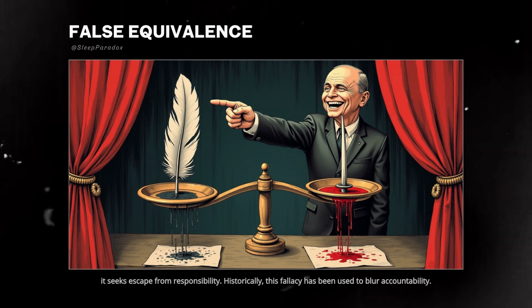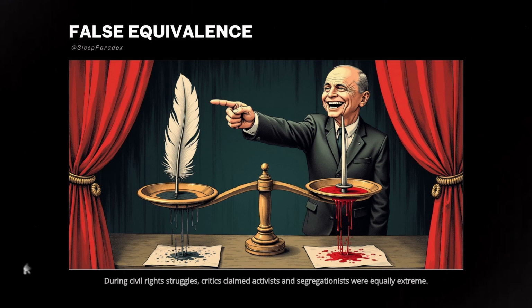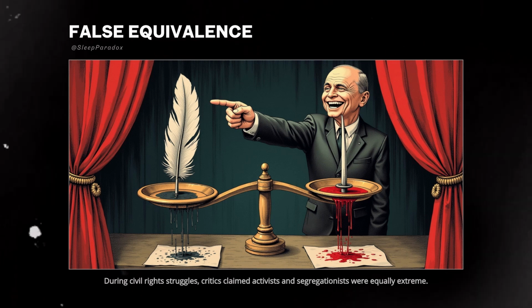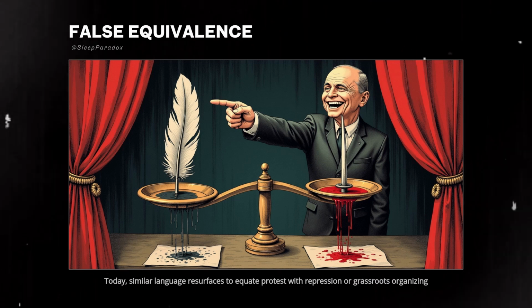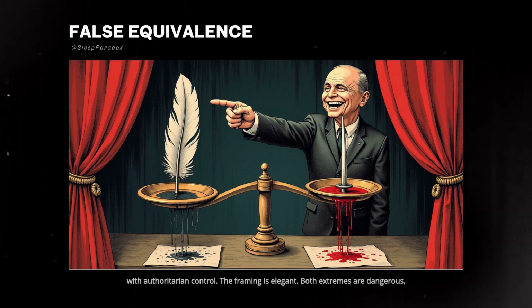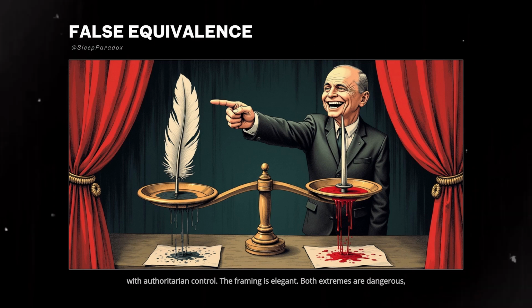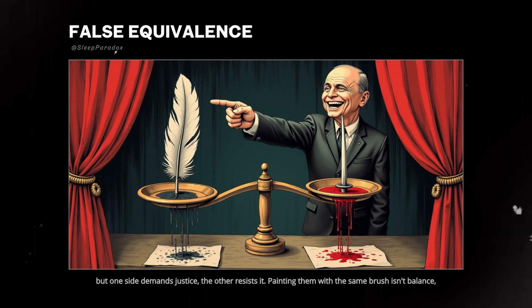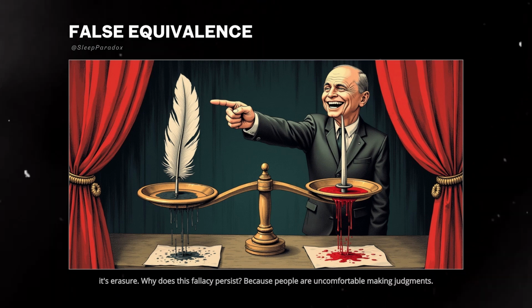Historically, this fallacy has been used to blur accountability. During civil rights struggles, critics claimed activists and segregationists were equally extreme. Today, similar language resurfaces to equate protest with repression, or grassroots organizing with authoritarian control. The framing is elegant. Both extremes are dangerous, but one side demands justice, the other resists it. Painting them with the same brush isn't balance, it's erasure.